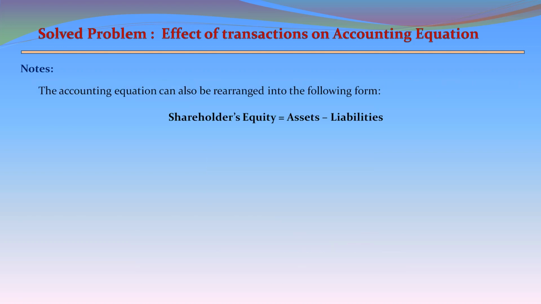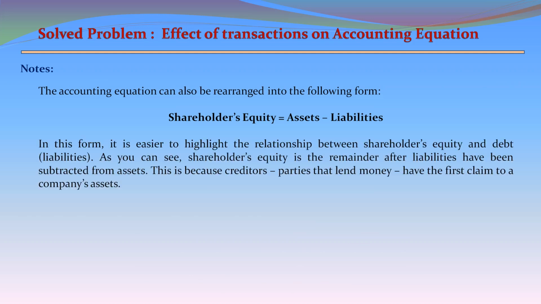The accounting equation can also be rearranged into the following form. Shareholders' equity is equal to assets minus liabilities. In this form, it is easier to highlight the relationship between shareholders' equity and the debt, that is liabilities. As you can see, shareholders' equity is the remainder after liabilities have been subtracted from assets.